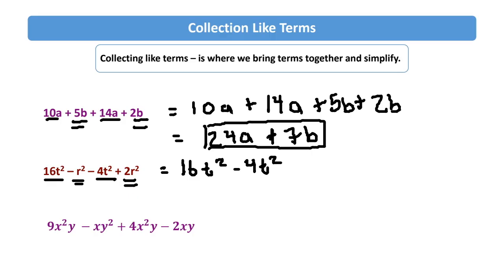And then I have my negative r squared plus 2r squared. If you notice here, I have a negative 4. So we have to be really careful not to do 16 plus 4 and get 20. You want to subtract 4. If you need to use your calculator for this, that's great. I'm going to actually use the calculator for the second part, just because I think it'll be helpful to some of you. But anyways, 16 take away 4, I'm going to get a 12t squared. Sorry, that should be a 12 t squared. So 16 take away 4 is 12.